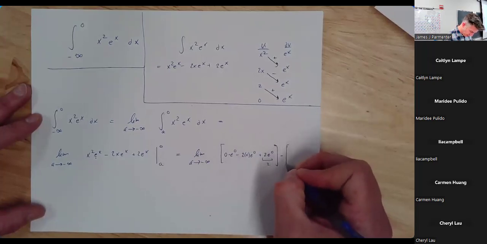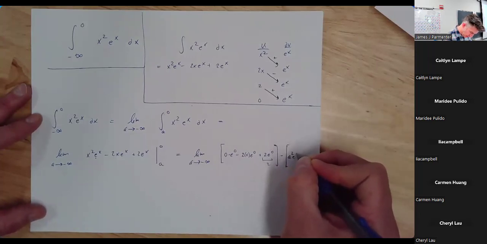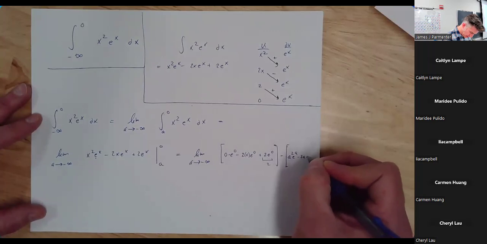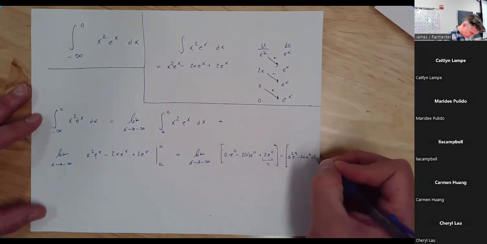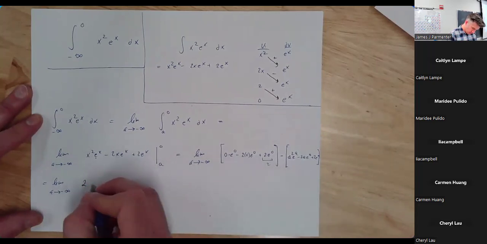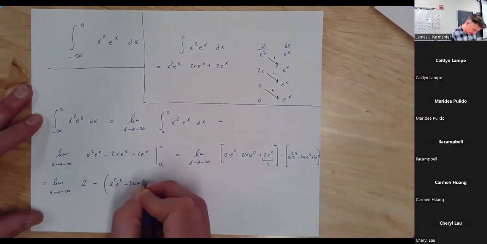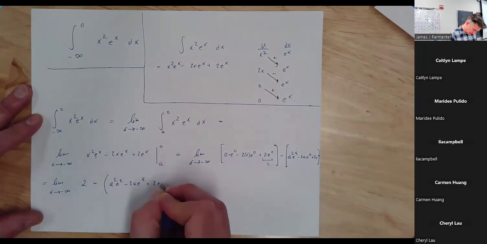minus, I have not left myself enough room here, a squared e to the a minus 2a e to the a plus 2 e to the a. It's terrible. Let me rewrite this down here. That's going to be the limit as a goes to negative infinity of 2 minus all of that, that a squared e to the a minus 2a e to the a plus 2 e to the a.